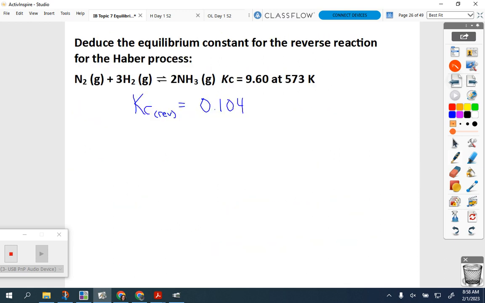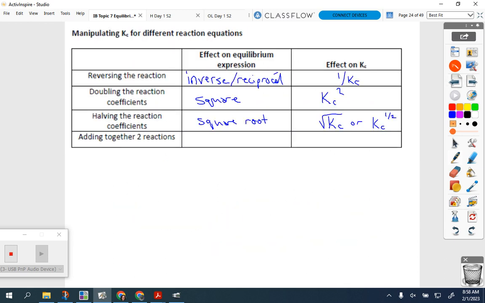So if we go back to the table, it's however many you have in the sequence of reactions. Here it says adding together 2 reactions, so K1 times K2. That's a 2. But you could have a whole sequence of however many you want.